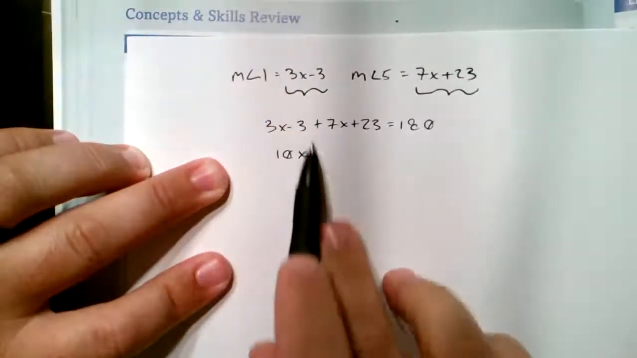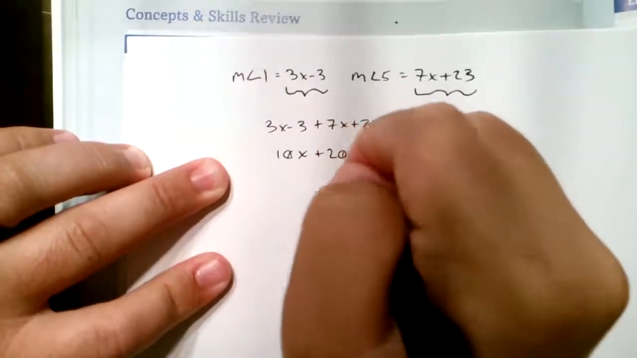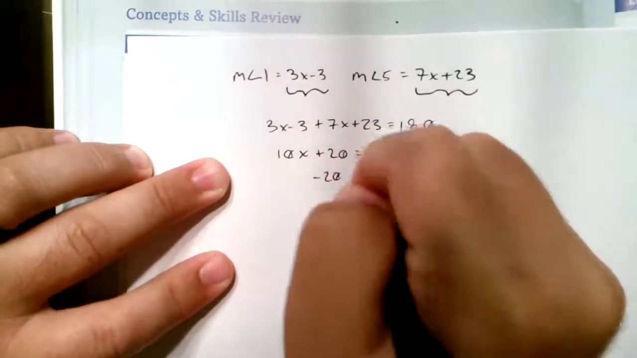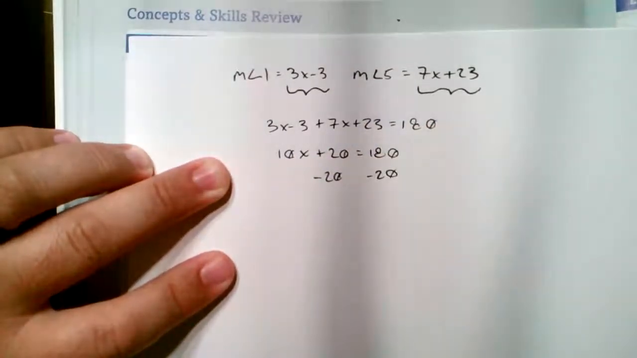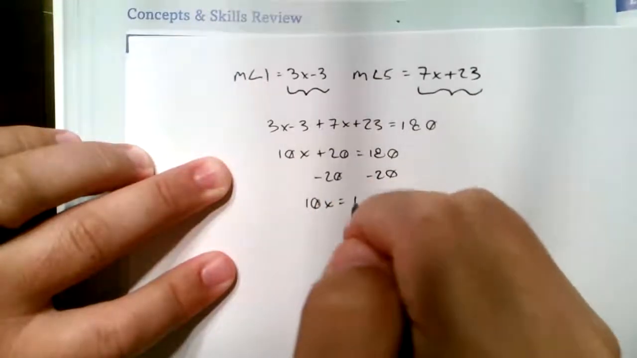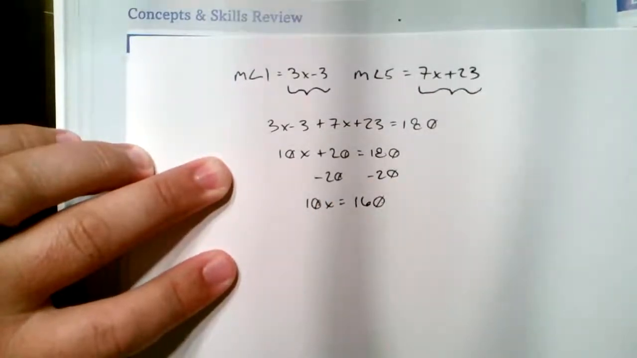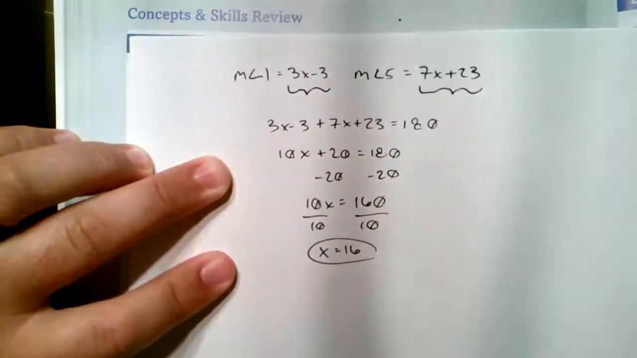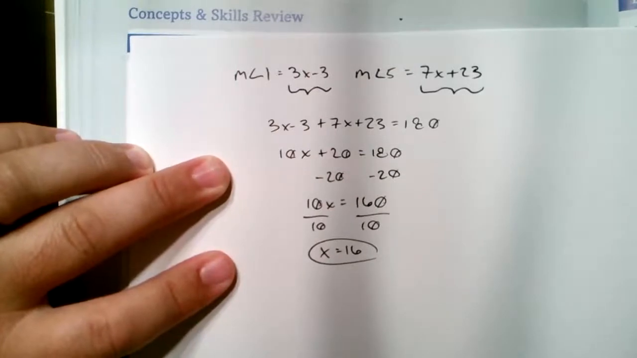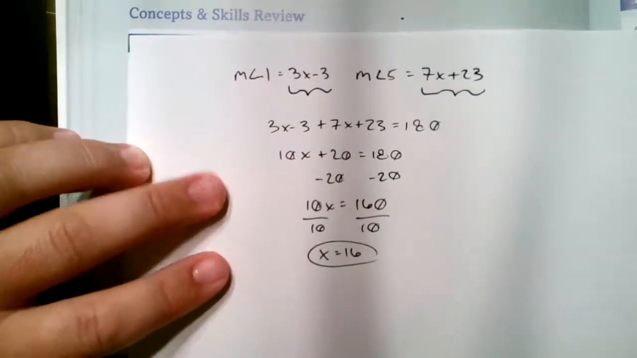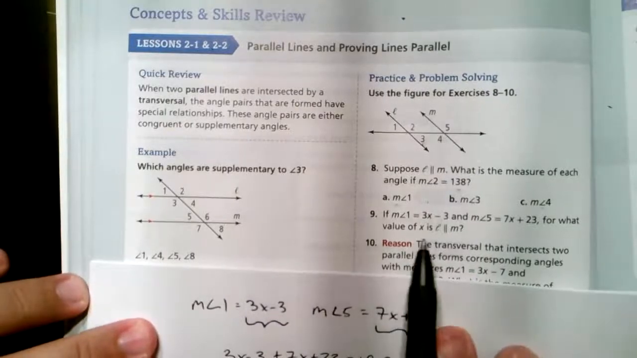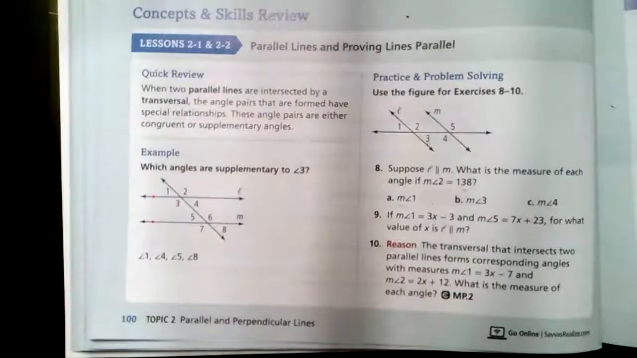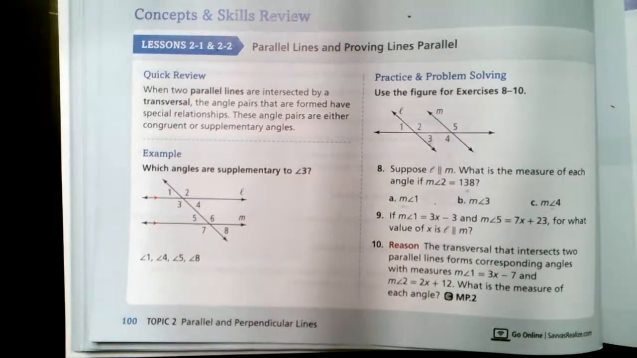Now I just use some algebra, solve for x. 3x plus 7x is 10x. Negative 3 plus 23 is 20. To solve my equation, I'm going to subtract my constant. So subtract that 20 from both sides. I get 10x equals 160. Now I'm going to divide by that coefficient. So I get x equals 16. So let me make sure I'm answering the question they're looking for. What's the value of x? Perfect. So x equals 16.